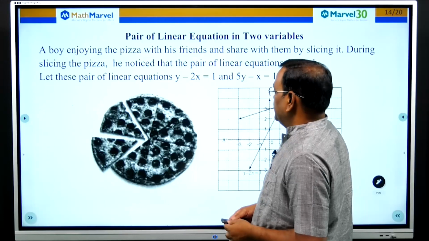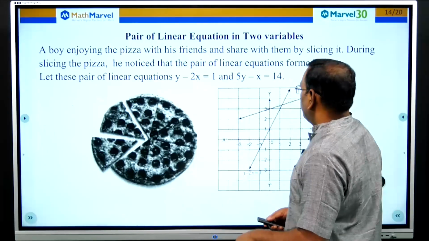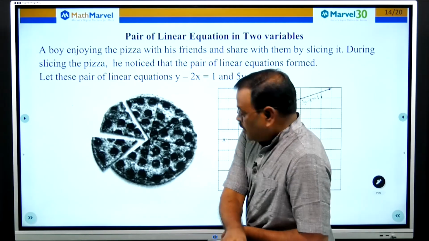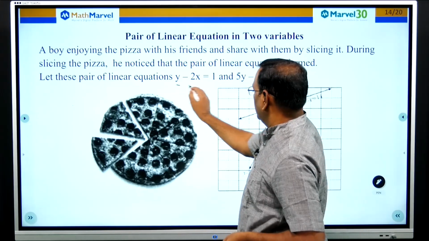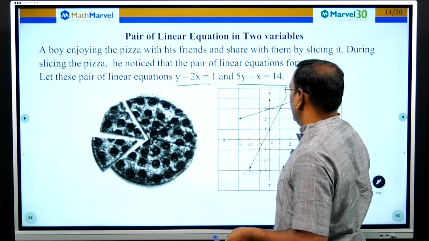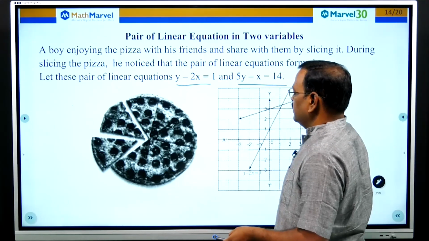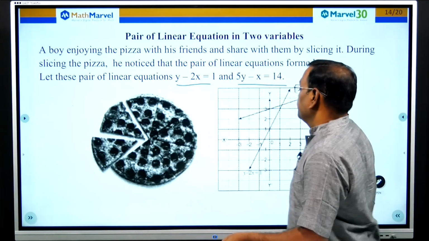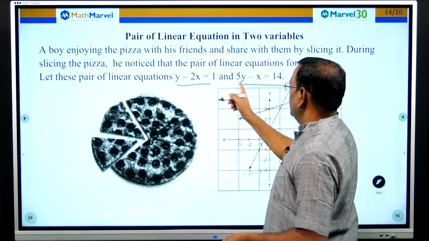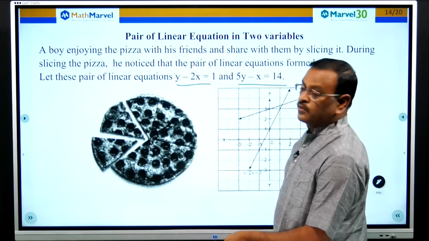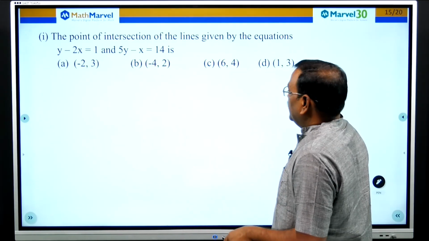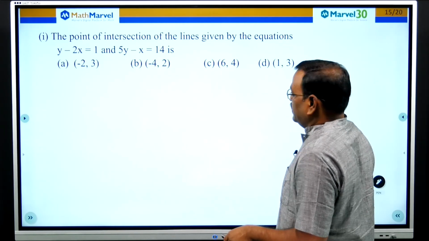During slicing the pizza, he noticed that a pair of linear equations formed. Let this pair of linear equations be y minus 2x equal to 1 and 5y minus x equal to 14. Two linear equations based on this. Now, based on the data, question number 1: the point of intersection of the lines given by the equations.